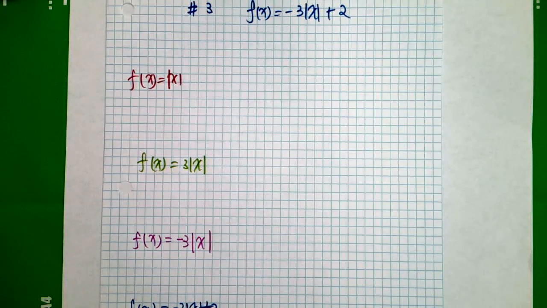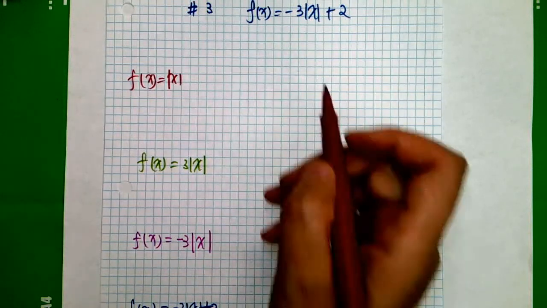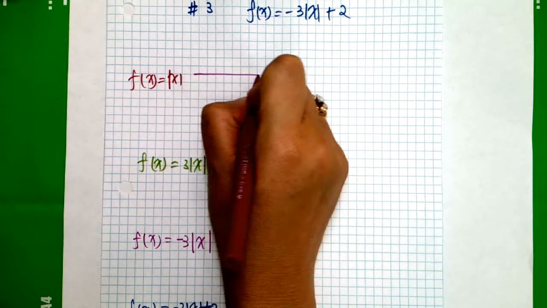Hi class. Today the most asked question is number 3, so I am going to graph number 3 for you. First of all, I would like to graph the parent function f of x equals the absolute value of x. This function works this way.